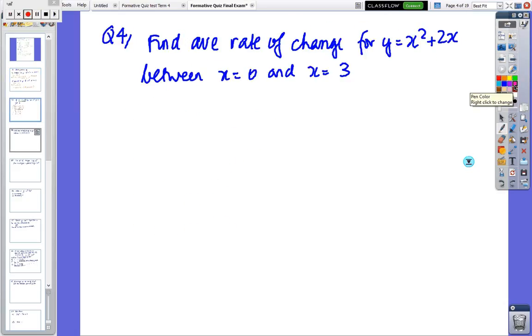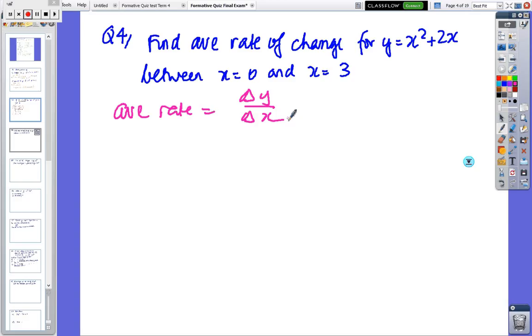Okay. Average rate of change for x squared plus 2x between x equals 0 and x equals 3. So this is not a derivative. What we have to do is the average rate is the total change in y over the total change in x. So average rate equals the change in y over the change in x. So it's not a derivative. So can you have a go at that? When you're ready, come back.